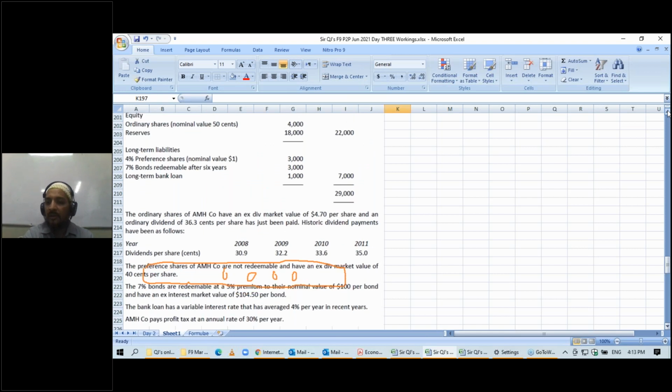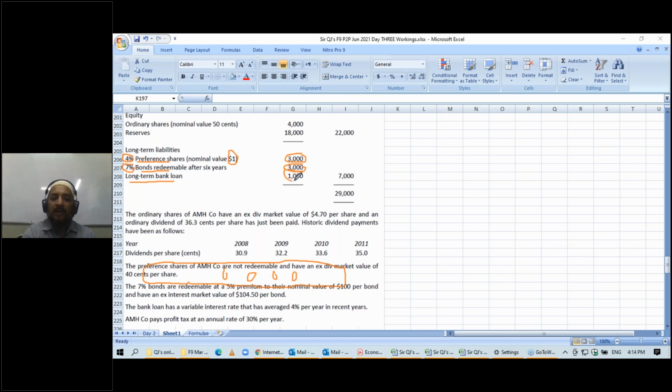four sources in this question, and those four sources are: one, the 4% preference shares. They are being carried in the statement of financial position at 3 million, and the face value of it is $1 million. Then 7% bonds that are redeemable. This is also 3 million. And the long-term bank loan.